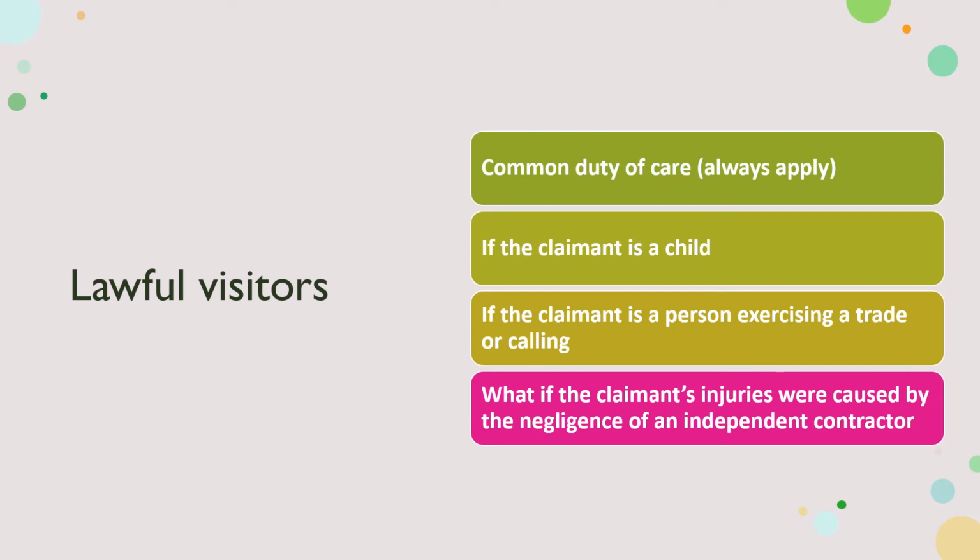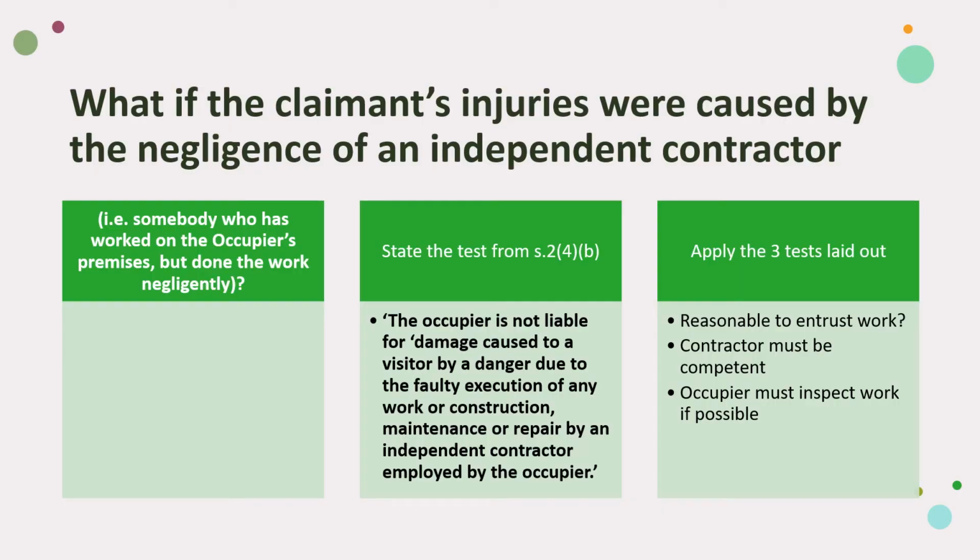Now again, you should make sure you study this before applying the law, in order to be able to explain it before applying. Okay, so if somebody has worked on the occupier's premises but has done the work negligently, then that person may be liable instead of the occupier. Now the test laid out in 2.4b is: the occupier is not liable for damage caused to a visitor by a danger due to the faulty execution of any work of construction, maintenance or repair by an independent contractor who is employed by the occupier.